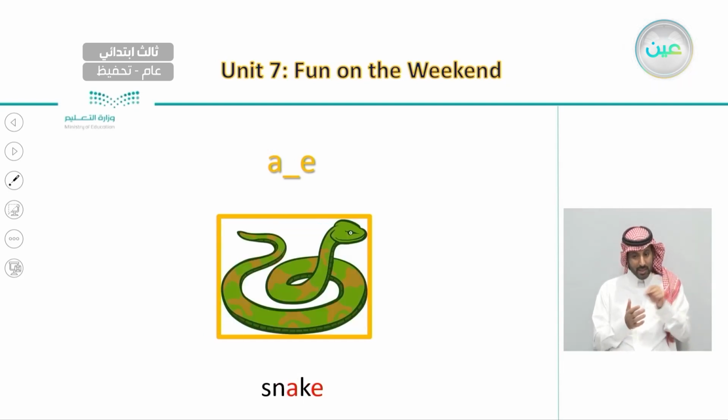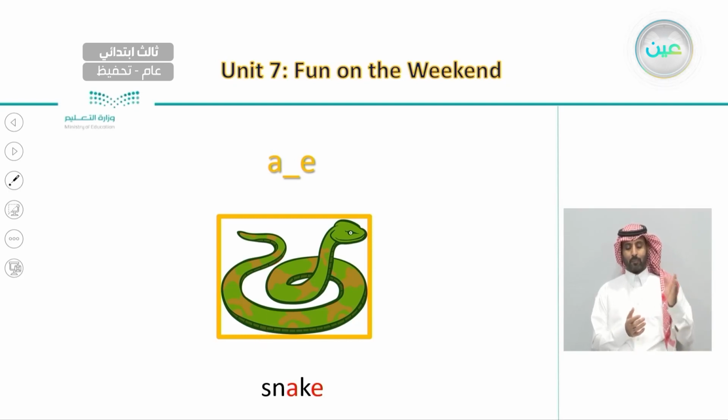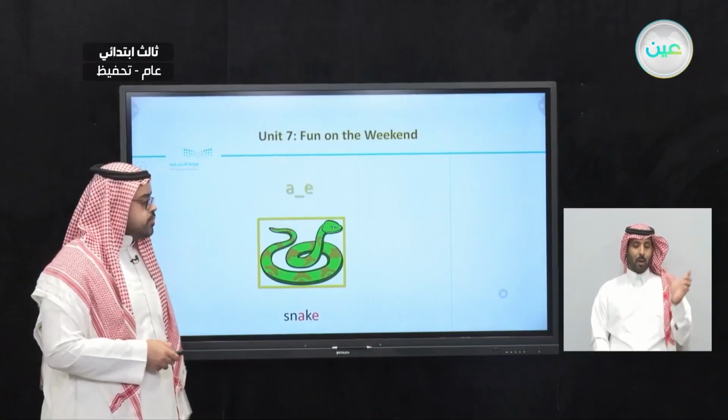The second word here in the AE group is snake. Snake. Say with me. Snake. So snake here has the letter A and ends with E. This is a snake. We pronounce it as snake. Very good. Now let's listen to the third word.